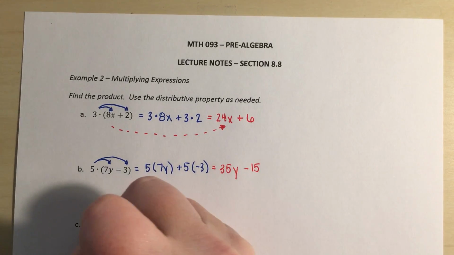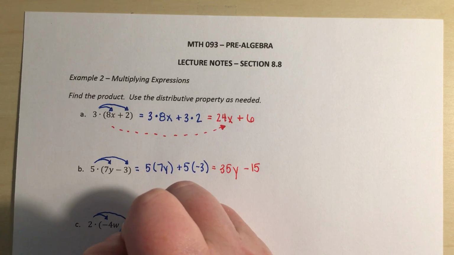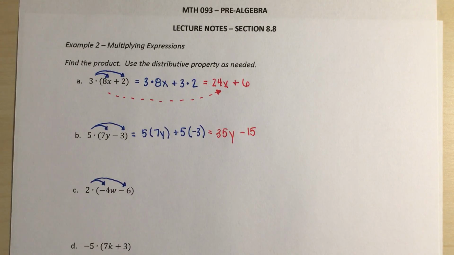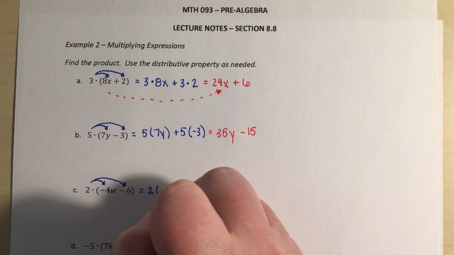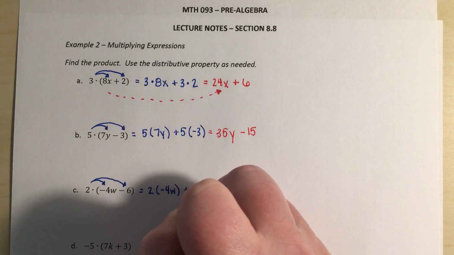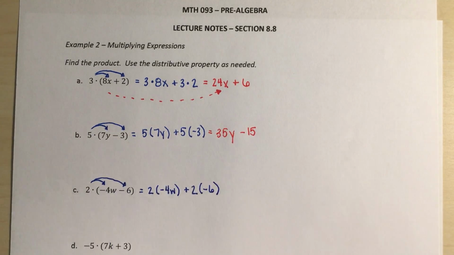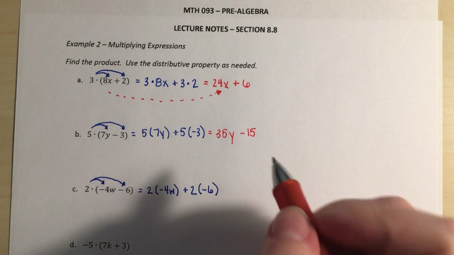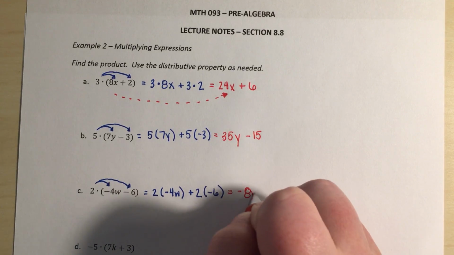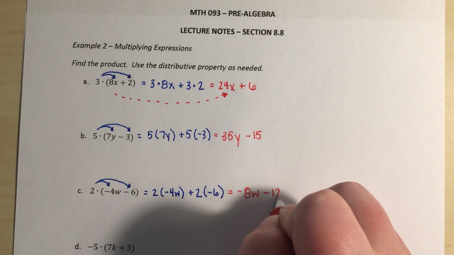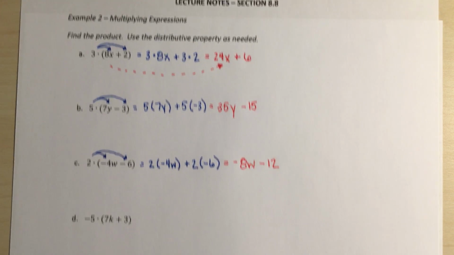All right, now let's multiply this 2 by the two terms in our next expression using our distributive property. So we're going to have 2 times negative 4w plus 2, again because that 2 out front is positive, times negative 6. And then we're going to multiply. 2 times negative 4 is negative 8. 2 times negative 6 is negative 12. So we have negative 8w minus 12.